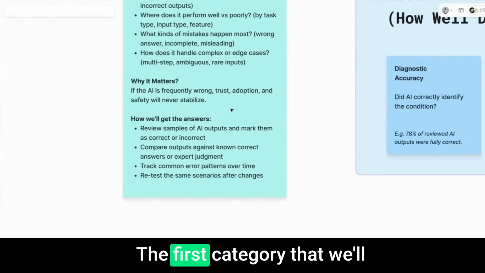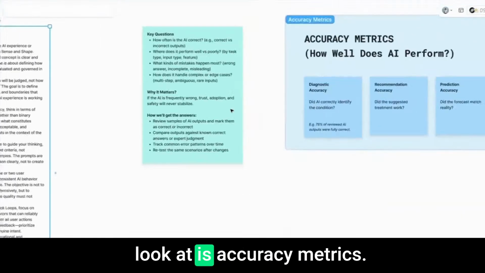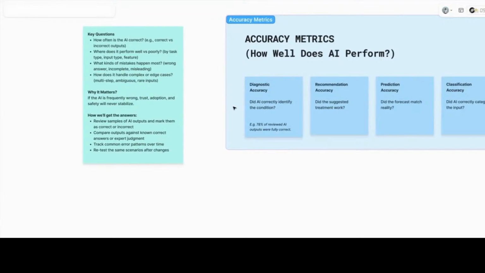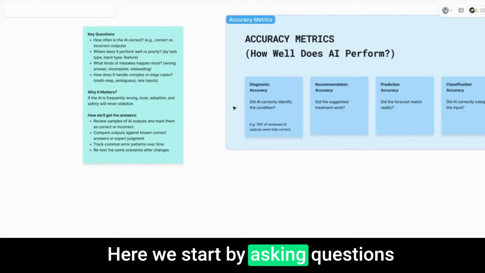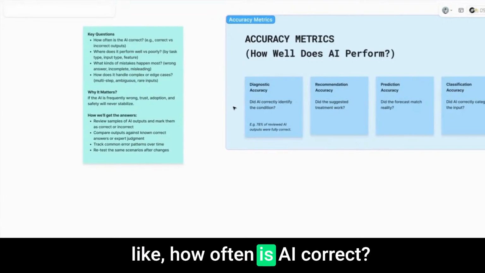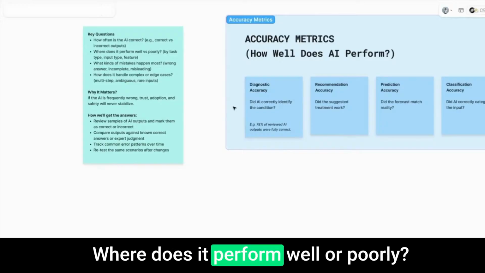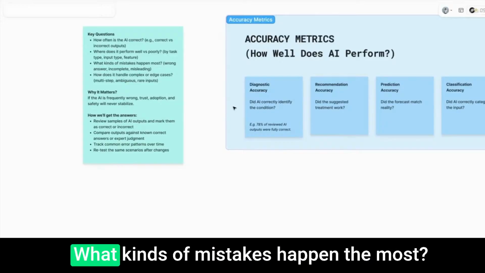The first category that we look at is accuracy metrics. Here we start by asking questions like, how often is AI correct? Where does it perform well or poorly? What kinds of mistakes happen the most?